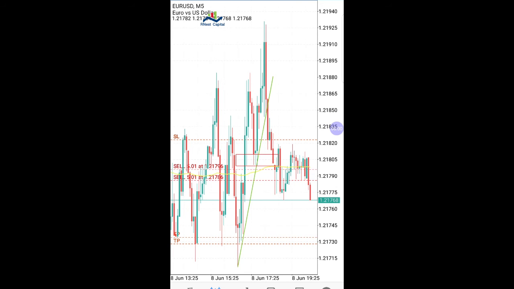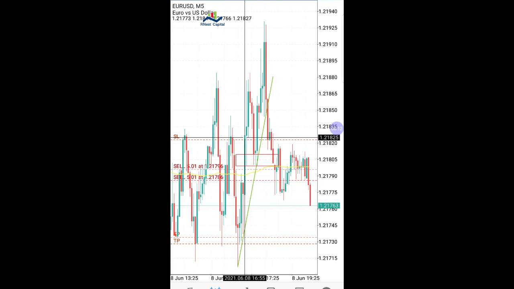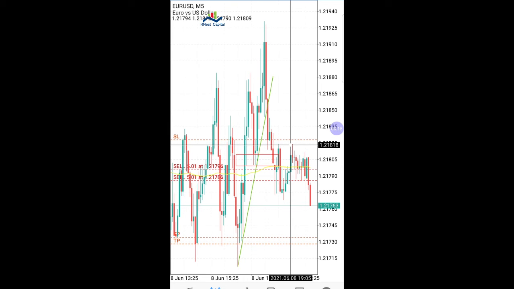All right, guys. A few minutes later, really a few minutes later. I've been waiting for so long, but finally the market has started moving in our direction. It came this close to stopping us out, but it didn't hit our stop loss, so we are still here. Our trade is still on.